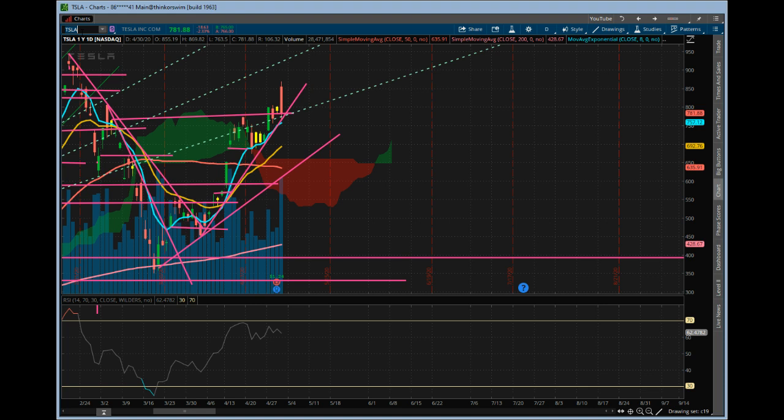Tesla is a bearish engulfing candle right there, but it is holding the upward trend line. Okay, so let's see if we can hold that and maybe give us some action tomorrow. It'll be nice if those premiums could get good on it.